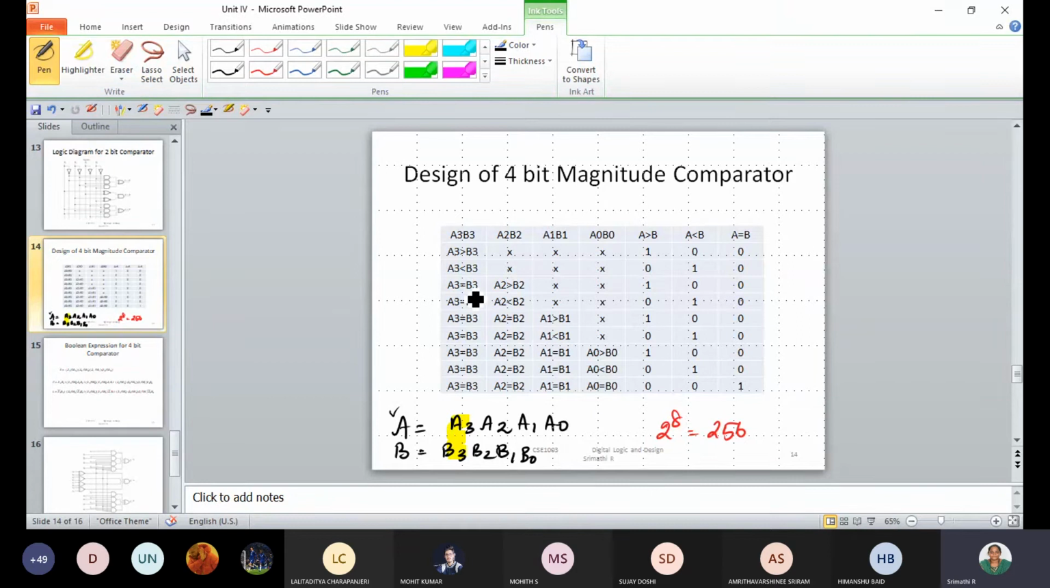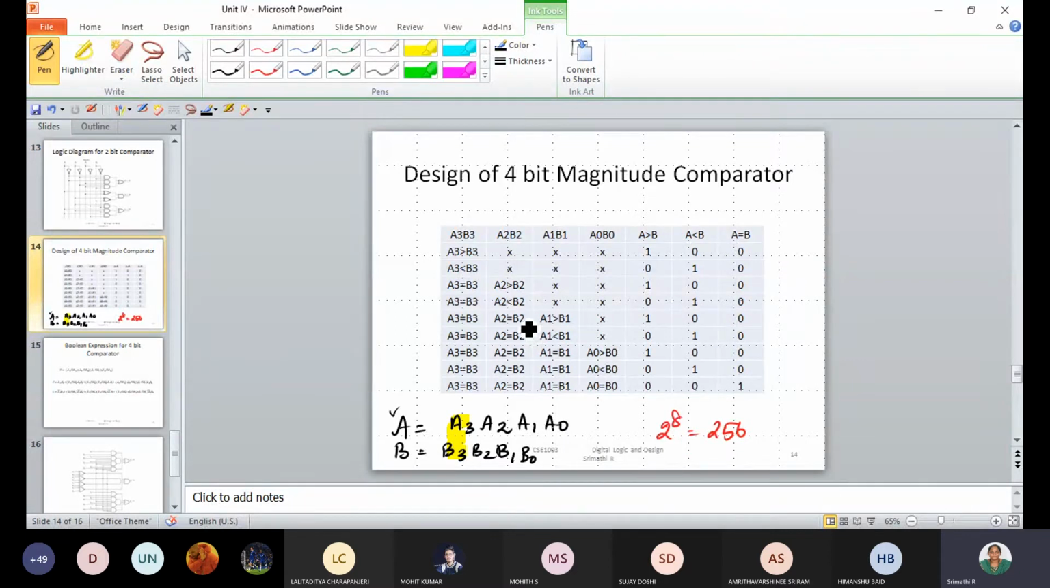So if A3 equals B3, you need to compare A2 and B2. If A2 is greater than B2, then A is greater, because these two bits are already equal. A3 and B3 are equal, so A2 greater than B2 means A is greater than B. For the other case, A2 less than B2, definitely B is greater. The third case is A3 equal to B3 and A2 equal to B2.